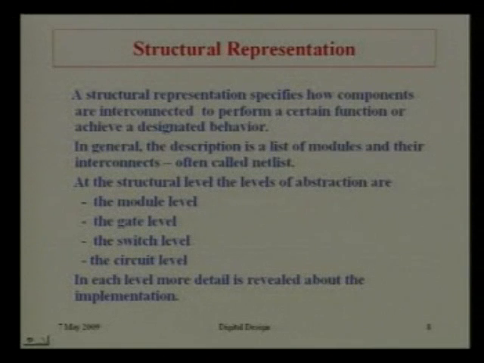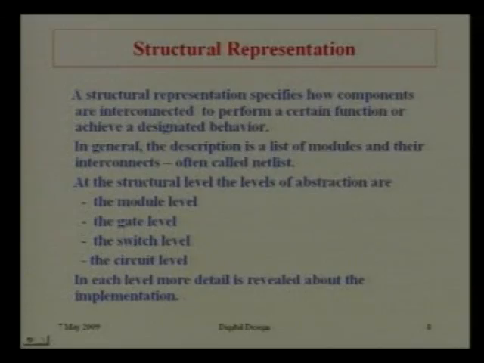Now this is a structural representation. We are seeing it one by one, those boxes of the flow. Structural representation specifies how components are interconnected to perform a certain function or achieve a designated behavior. First, you want this behavior. If I give this set of inputs, I want this set of outputs. That is the behavior. Now you have to map that to a structure.